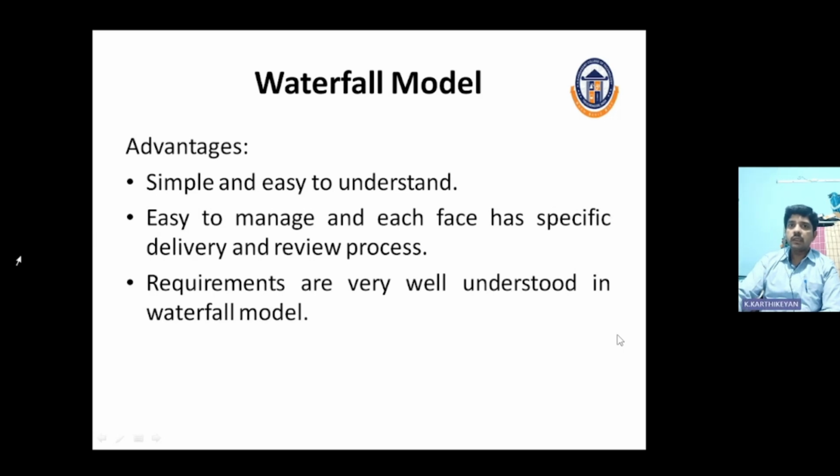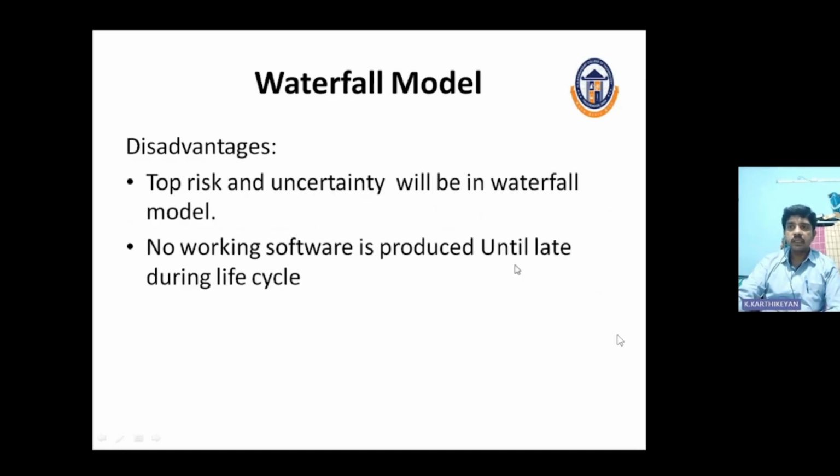Next, the requirements are very well understood in the waterfall model, and it is easy to arrange tasks also. These are all the advantages of using the waterfall model. Now let us see the disadvantages of the waterfall model.